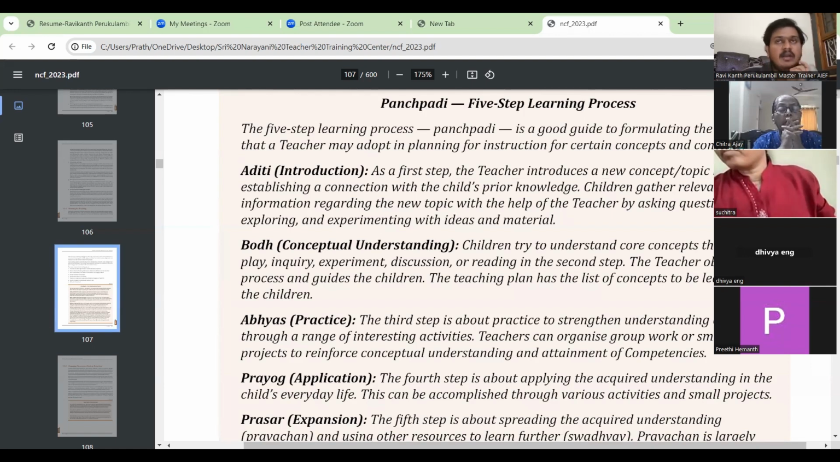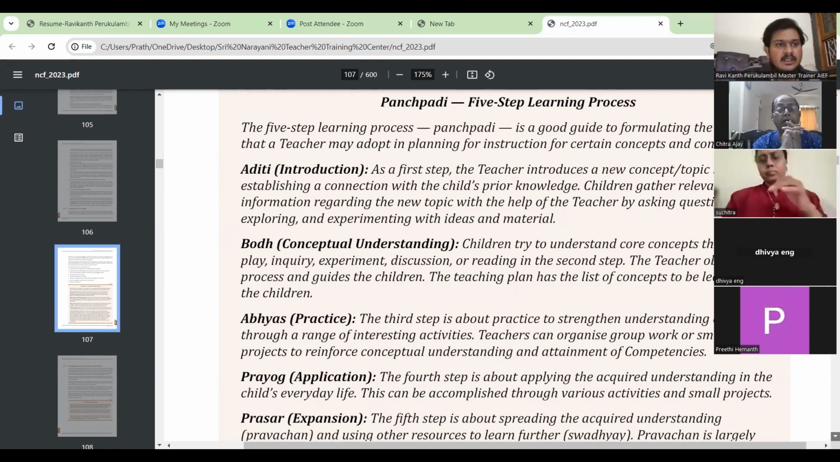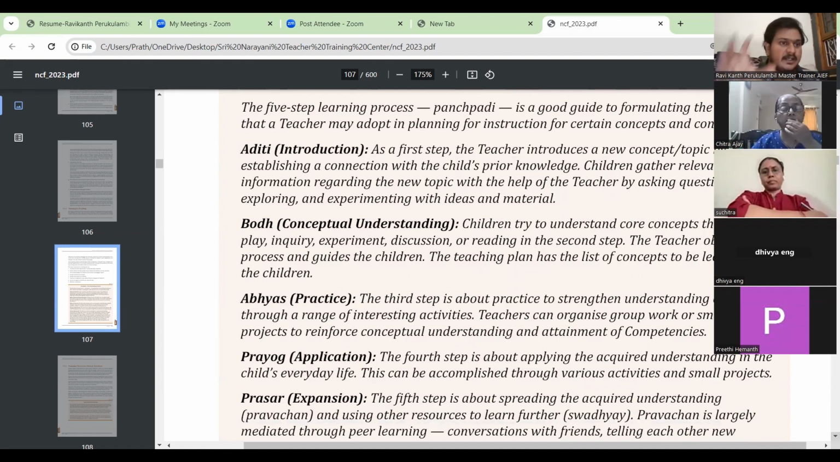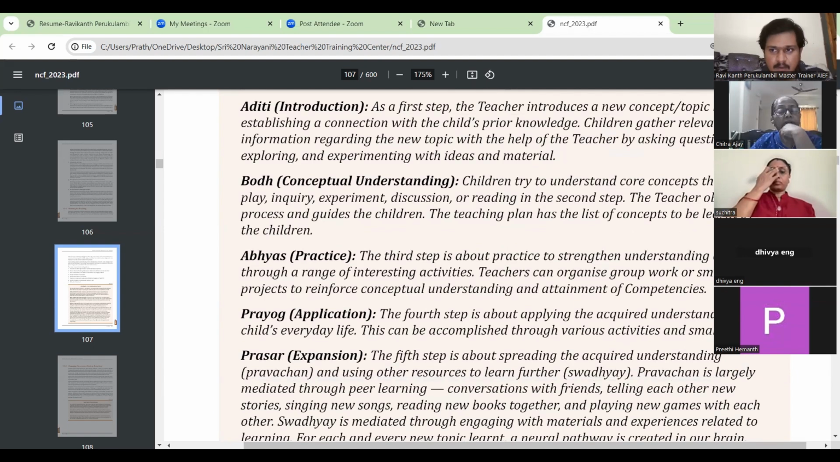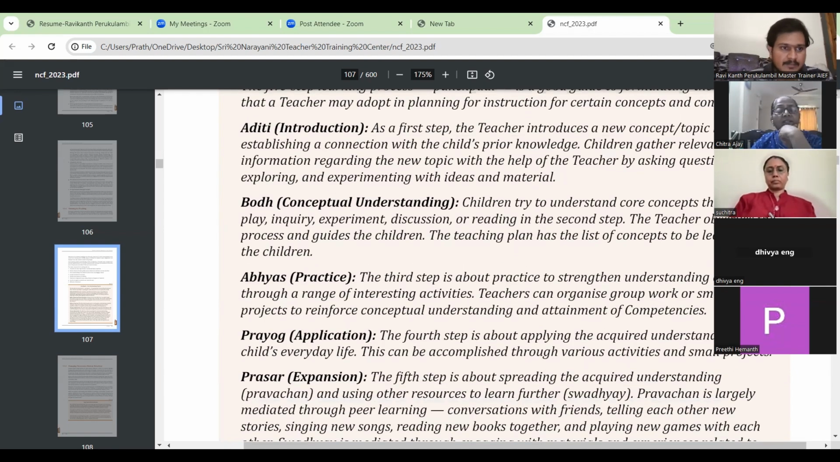This is one type of methodology, like we have our experiential learning cycle, isn't it? The same way, Panchapadi is also one type of methodology. They have clearly mentioned here, like Aditi is nothing but introducing the topic, the concept. Okay. I think I missed out Prayog. Did you miss it? Application? Yes, okay. We will cover it now, ma'am.